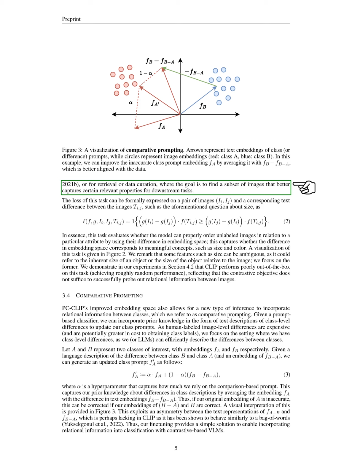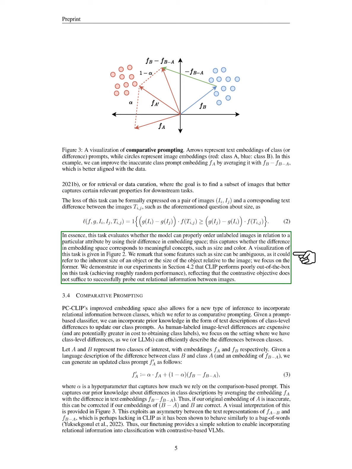This ranking ability can help us build broader attribute-based classifiers or assist in retrieving images that better represent specific properties for future tasks. We can express the loss for this task using a pair of images and a corresponding text difference, such as the size question mentioned earlier. Essentially, we evaluate whether our model can correctly order and label images based on a specific attribute by examining their differences in embedding space. This helps us determine if the differences correspond to meaningful concepts like size and color.